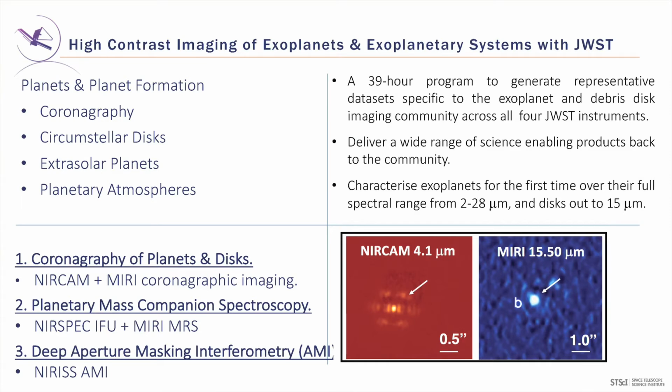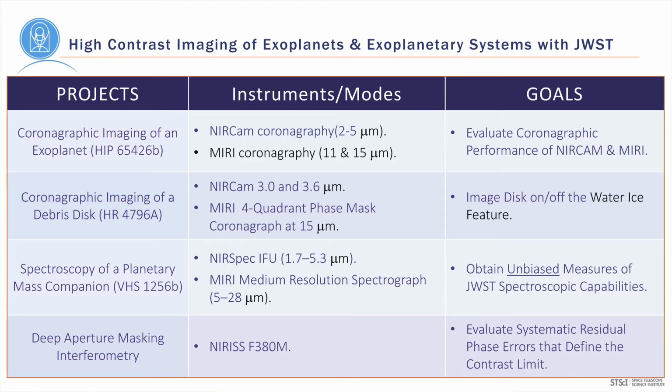We will also obtain images of a debris disk out to 15 microns, probing both the scattered light regime and thermal emission regime. On these images you can see a simulation of one of our targets with the coronagraphic modes of NIRCam and MIRI, which show how well we expect the Webb telescope to image a 17 megayear-old exoplanet of 6 Jupiter masses with these two instruments. We really designed this program to use all possible modes that provide direct imaging with all 4 instruments of JWST, and our goal is to produce representative data sets to deliver back to the community.